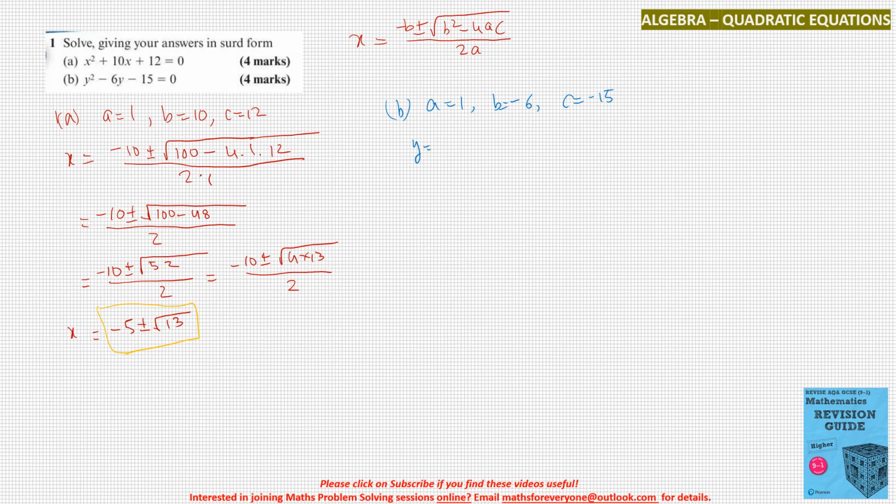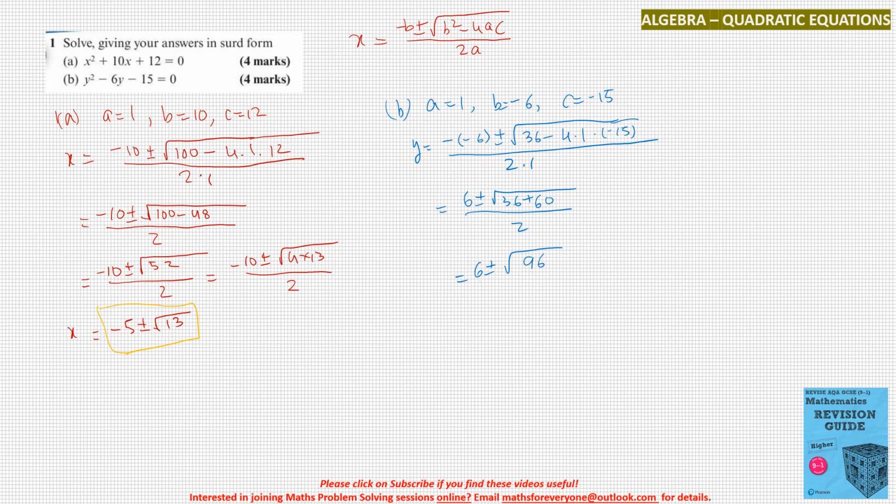So y equals minus minus 6, b squared, so that's minus 6 whole squared, 36, minus 4 times 1 times minus 15, so that equals 6 plus minus the root of 36 plus 60, divided by 2, that equals 6 plus minus root 96.